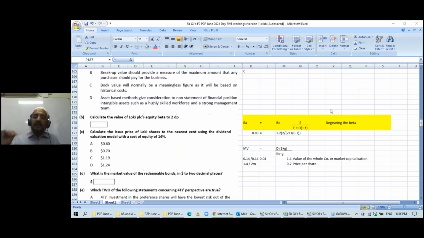No, beta equity is a geared beta. Beta asset it should be. BA stands for beta asset. BE is equity beta. Equity beta is the geared beta.